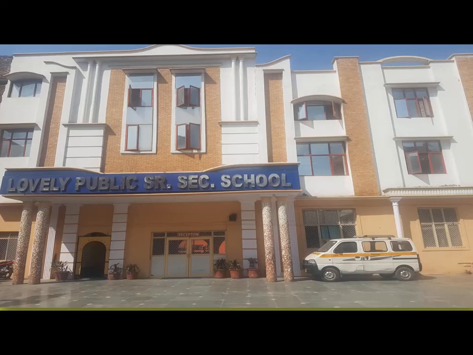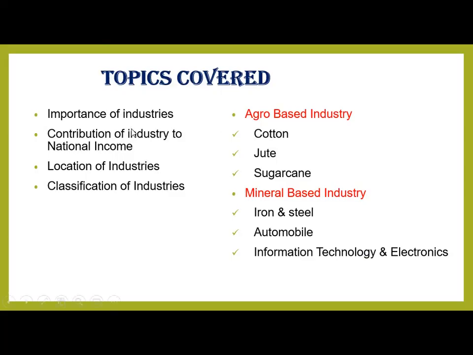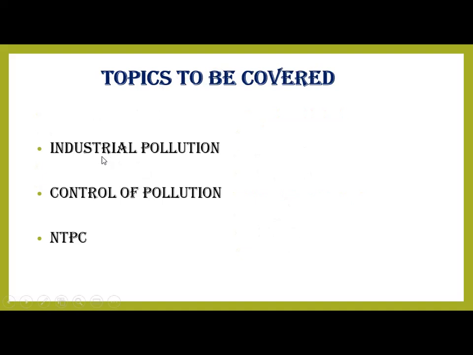Children, in our last session of chapter 6, manufacturing industries, we have discussed the importance of industries, their contribution to our national income, location of industries, classification of industries and various types of industries in our country and their contribution to our national income. Students, today we are going to discuss industrial pollution, control of pollution and the role of NTPC.